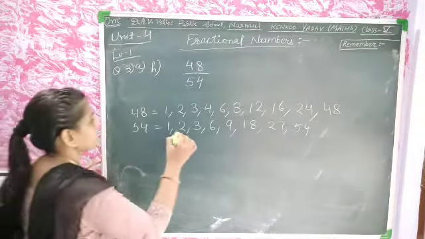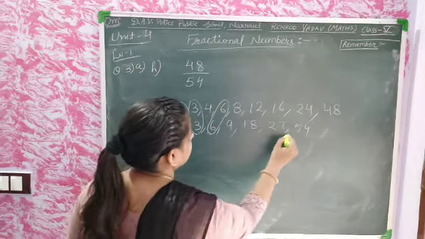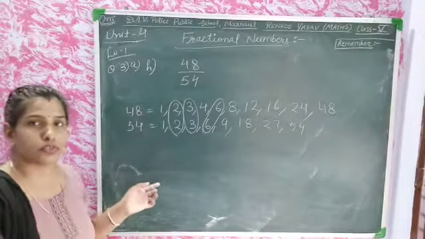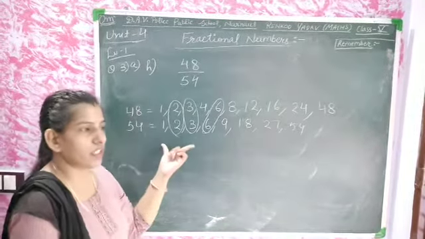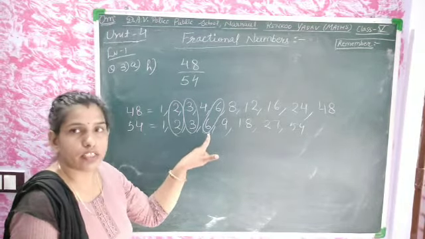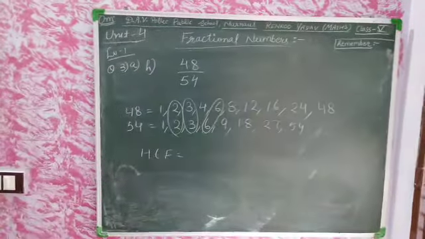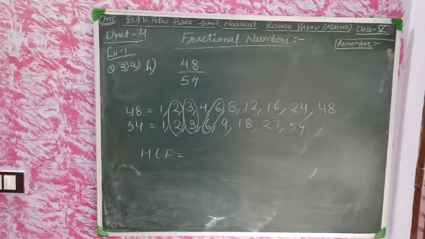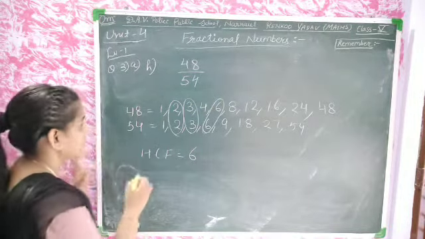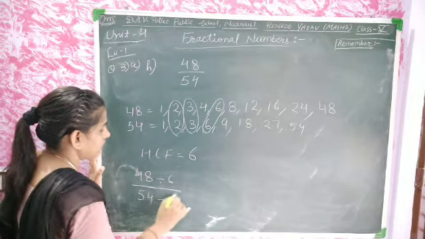Okay students, the common factors are 2, 3, 6 and others besides 1. So students, we have to reduce it into the lowest form. Firstly, we will find the HCF, the highest common factor. Here the highest common factor, HCF, is 6. Okay students, there is 6. So we will divide here by 6. Let's see, 48 by 54, divided by 6, divided by 6.